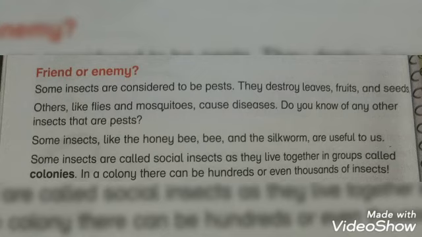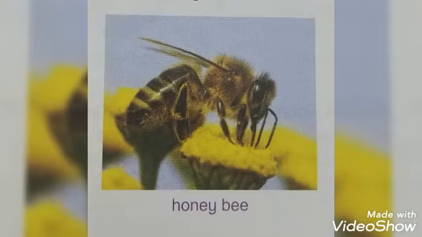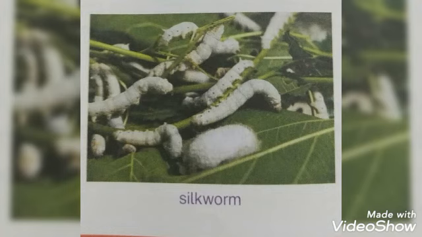Some insects are called social insects as they live together in groups called colonies. In a colony there can be hundreds and even thousands of them. For example, honeybee, which produces honey that is useful for us. Another example is of silkworm, which produces silk, which we use in our daily life.